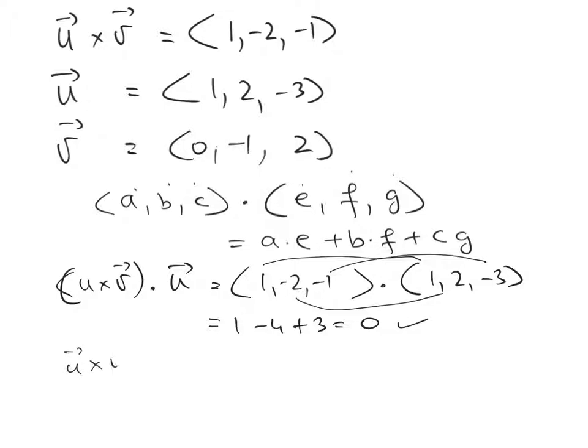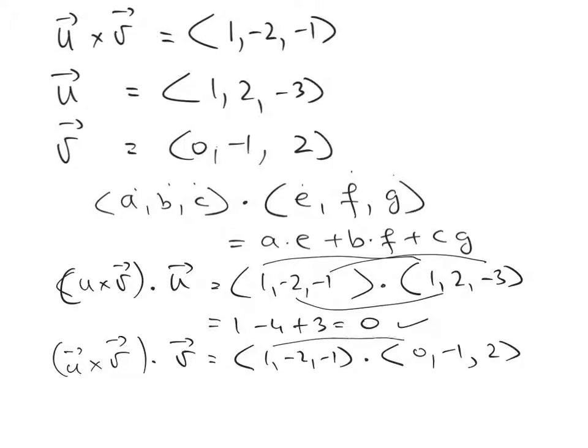Now let's do u cross v dot v: (1, negative 2, negative 1) dot v, which is (0, negative 1, 2). That gives 0 plus 2 minus 2, that also gives 0, and it means that v and u cross v are perpendicular, as we said at the beginning of this video. That's the end of the video.